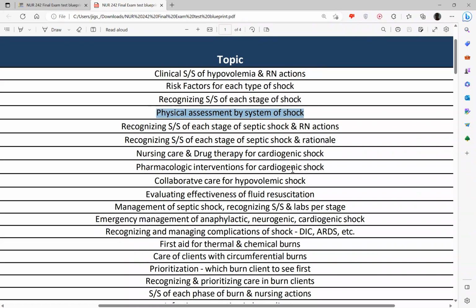Let's start with the neurological changes. What will you find in shock? So there will be, as oxygen levels drop, always, either decreased LOC or changes in mental status.